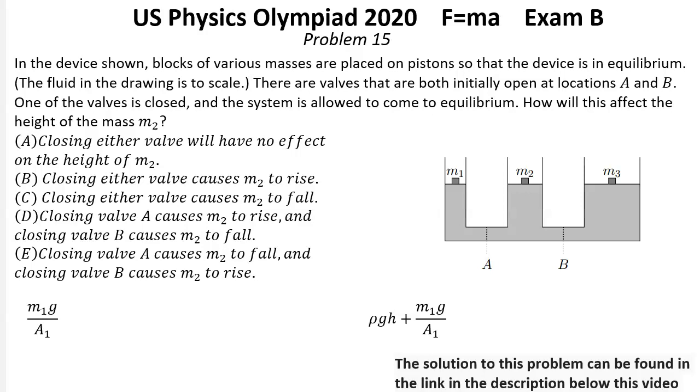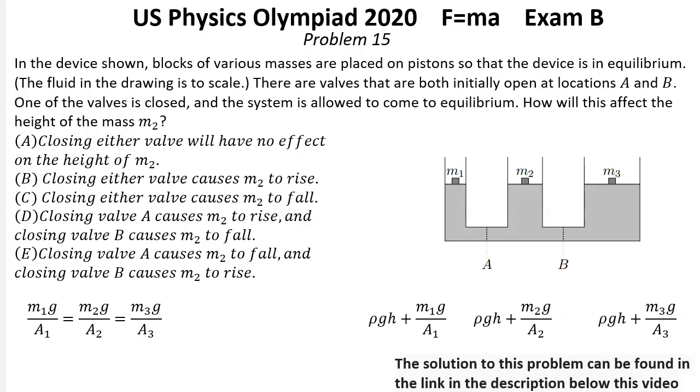But by the same reasoning, the pressure is also ρgh plus M2g over A2 and ρgh plus M3g over A3. Now we conclude that M1g over A1 equals M2g over A2 equals M3g over A3. This is the condition for equilibrium in the device.